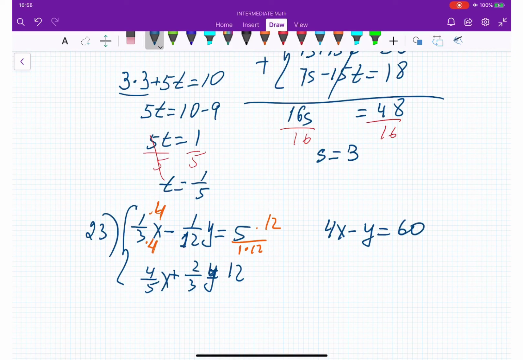And the second one, let's see what we have. 5 and 3, it's going to be 15. So this one I'm multiplying by 3. This one I'm multiplying by 5. And this one I'm multiplying by 15 because there is no denominator, or denominator is 1. So once I drop it, I'm getting 3 times 4x, it's going to be 12x, plus 10y is equal to 12 times 15. It's going to be equal to 180.